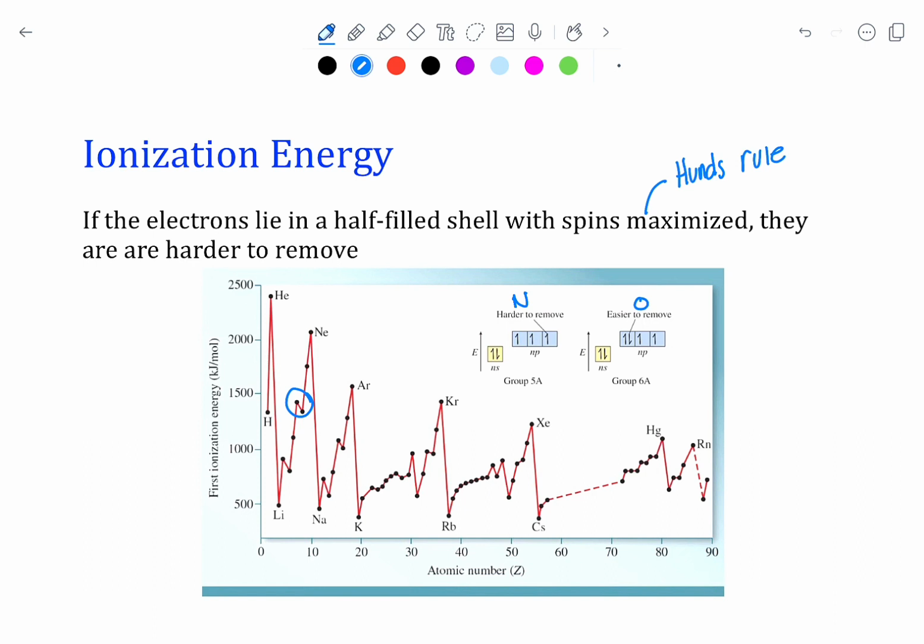So ionization energy does tend to increase as you go across the period, but there are exceptions due to where the electrons are and if they would prefer to be removed or not. Okay, so you have to keep that in mind.